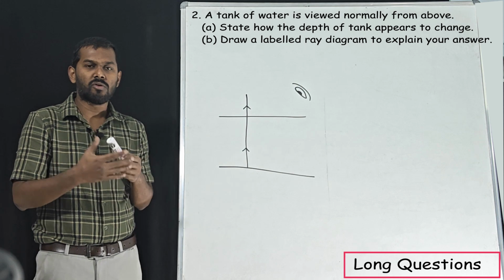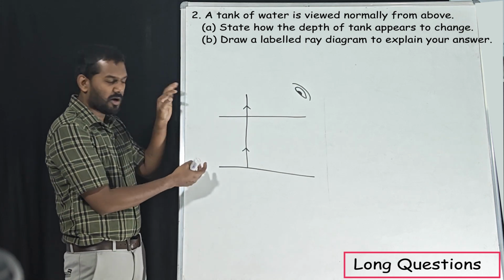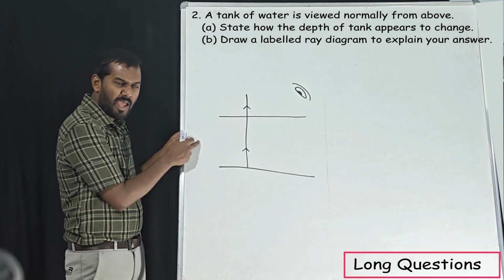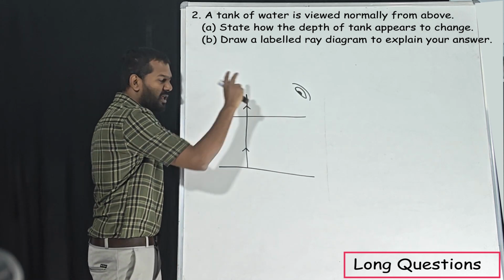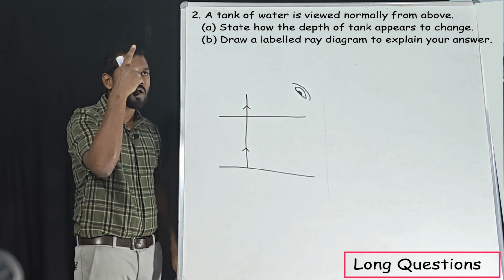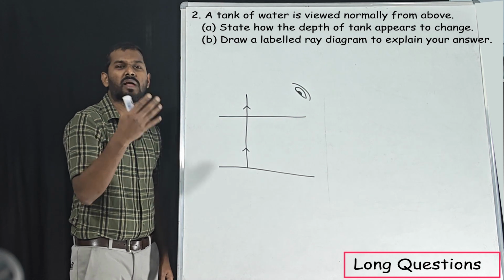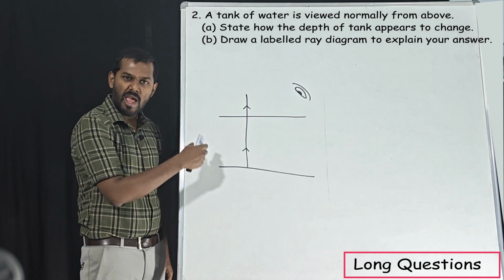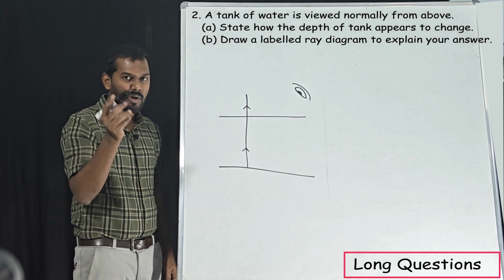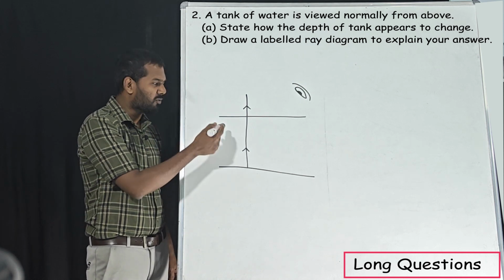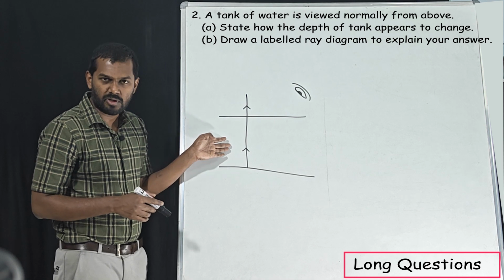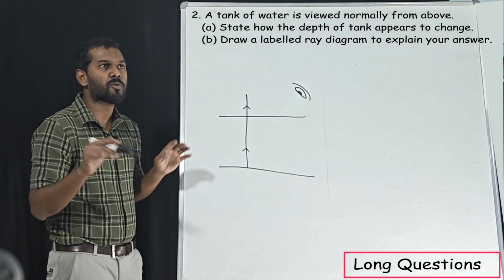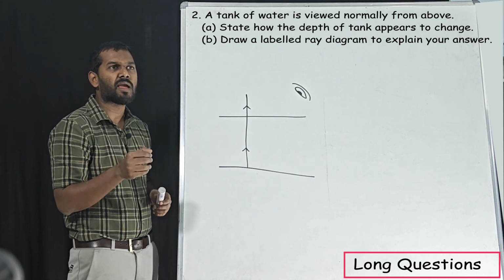So here we know whenever there is a denser medium, assume we are talking about the tank and a person seeing it, correct? So this is denser, this is rarer medium. Whether they are talking about a water tank or glass slab, the diagram and answer remain the same. Keep this in mind. Instead of tank, you can write glass slab. That's it. Now state how the depth of a tank appears to change.